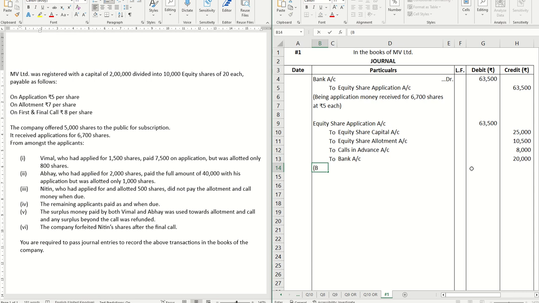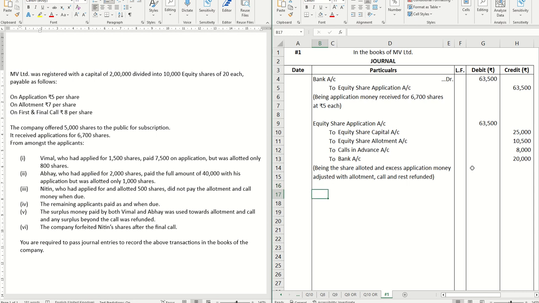All right, being application money, being the share allotted, and excess application money adjusted with allotment, call, and rest refunded.